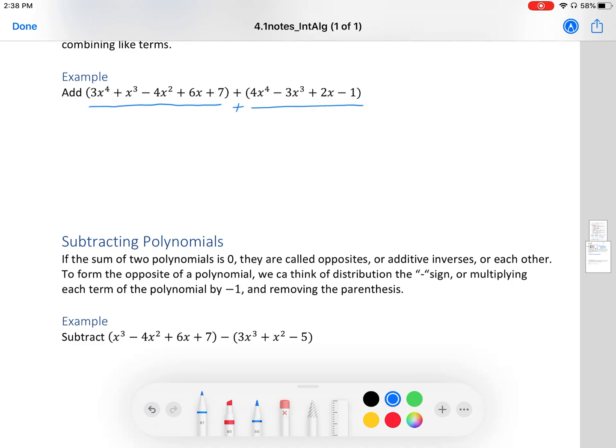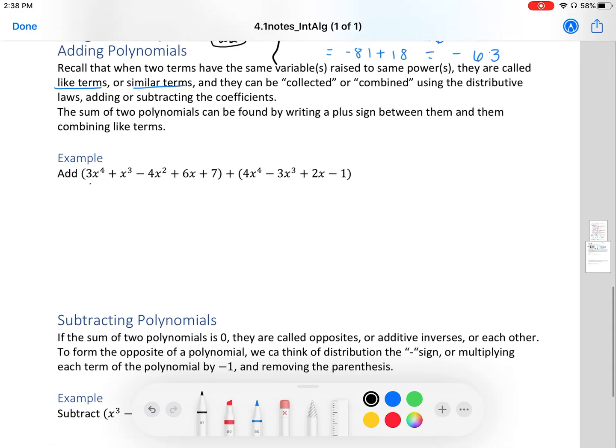All right, since we're adding these two polynomials, we can drop the parentheses and just add straight across. So let's go ahead and add them. We have to add by like terms. Like terms means that they have the same variable with matching exponents.